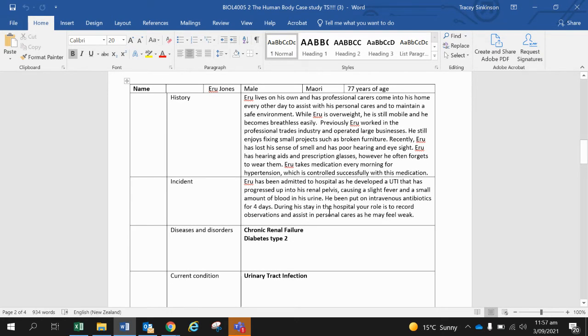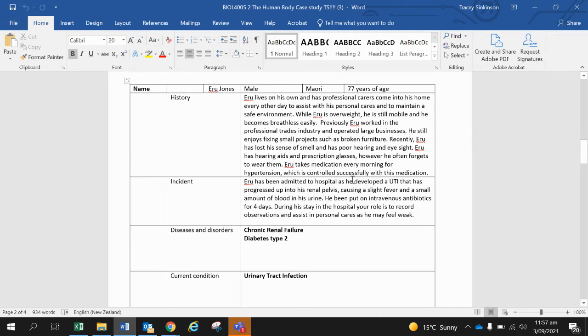Now, Eru has been admitted to hospital because he's developed a UTI that has progressed up to his renal pelvis. You will understand where that renal pelvis is because you've just learned the urinary system and listened to my presentations. So it's gone up to the base of his kidneys, basically. Because it's gone that far, he started to get a fever and a small amount of blood in his urine. So he's had to be put on to intravenous antibiotics for 4 days.